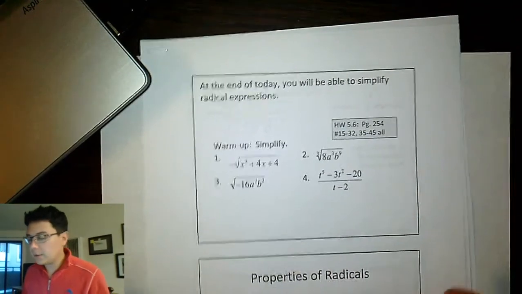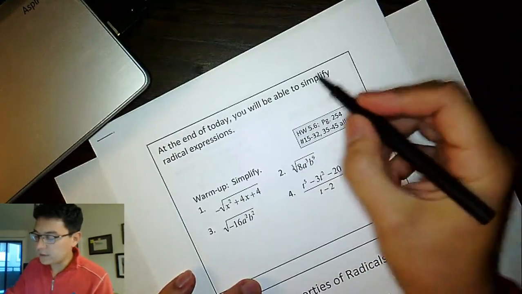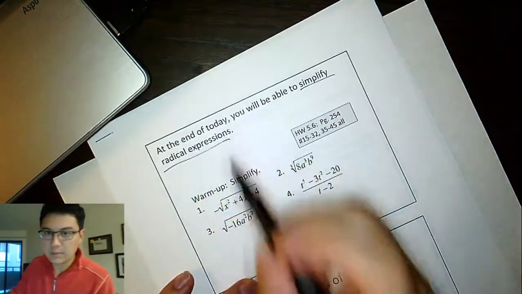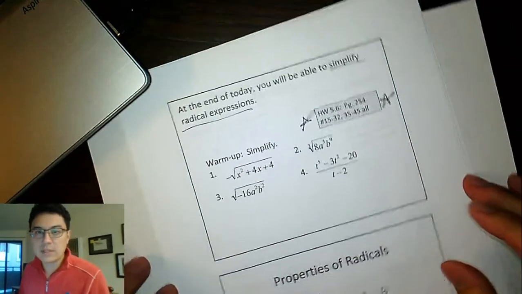All right, class, here we go. This is going to be our next lesson. This one goes over section 5.6, which is on simplifying radical expressions. This will be your homework assignment or your book assignment that you guys will turn into me.